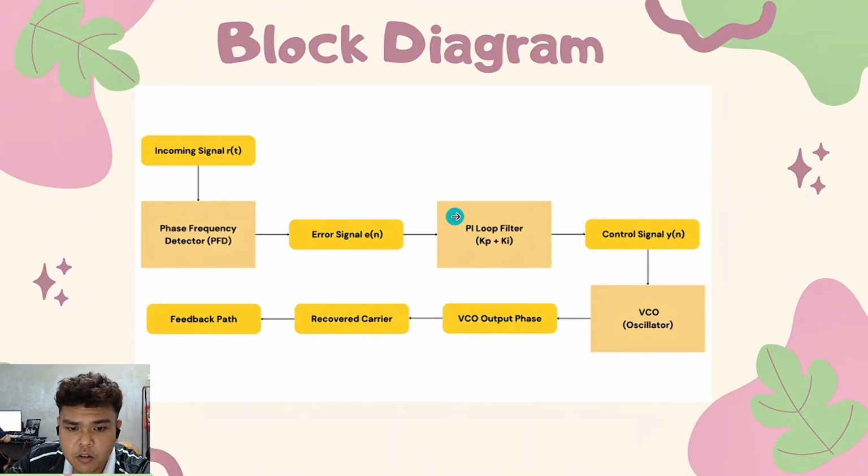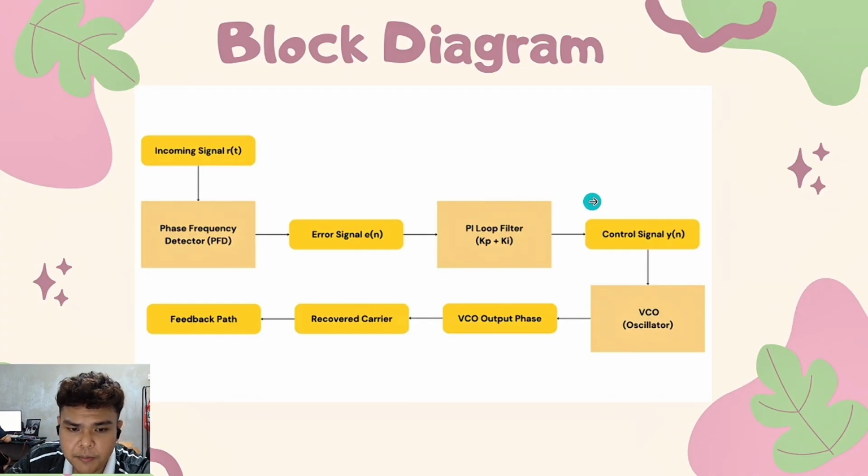The signal then goes to the phase frequency detector, or PFD, which compares it with the feedback signal from the voltage controlled oscillator, or VCO. The PFD detects both phase and frequency differences and produces an error signal based on the mismatch. This error signal is passed through the PI loop filter. PI means proportional integral. The loop filter smooths the signal and generates a stable control voltage. The proportional part improves response speed, while the integral part removes steady state error.